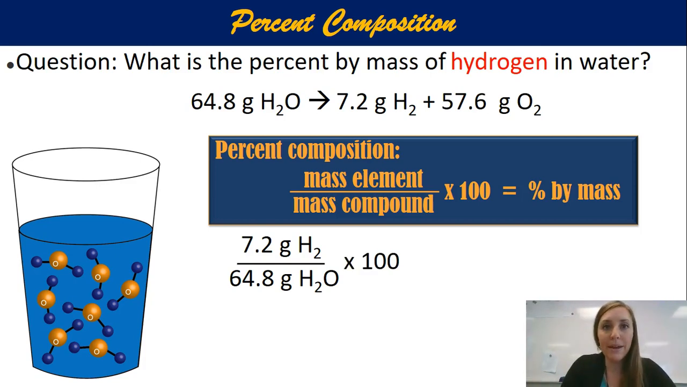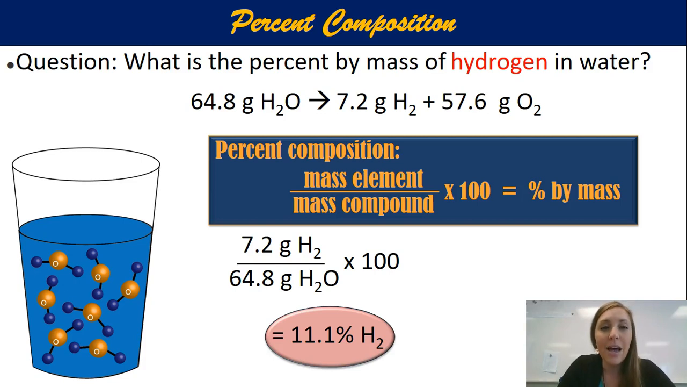So you always multiply by 100 or move the decimal over 2 times to the right. I just multiply by 100. It's easy because you can plug it into your calculator. So that equals 11.1% of hydrogen. You could have written the word hydrogen, that's fine, or if you remember that hydrogen is a diatomic element, you know that since it's released by itself, it's going to be H2.